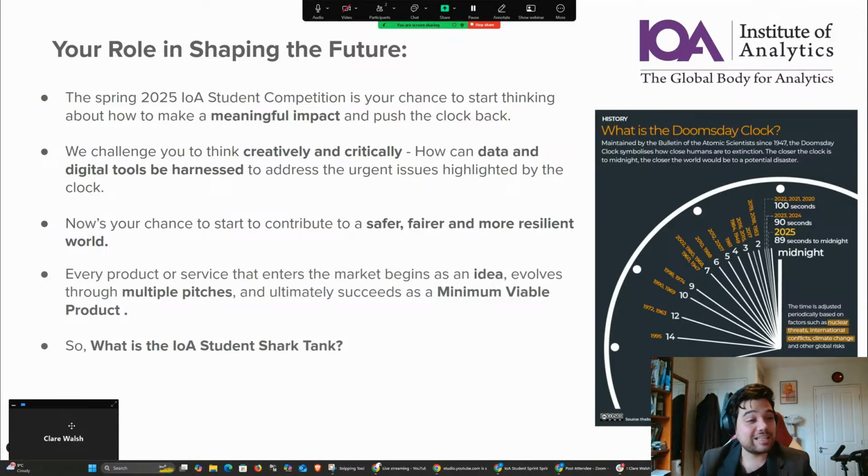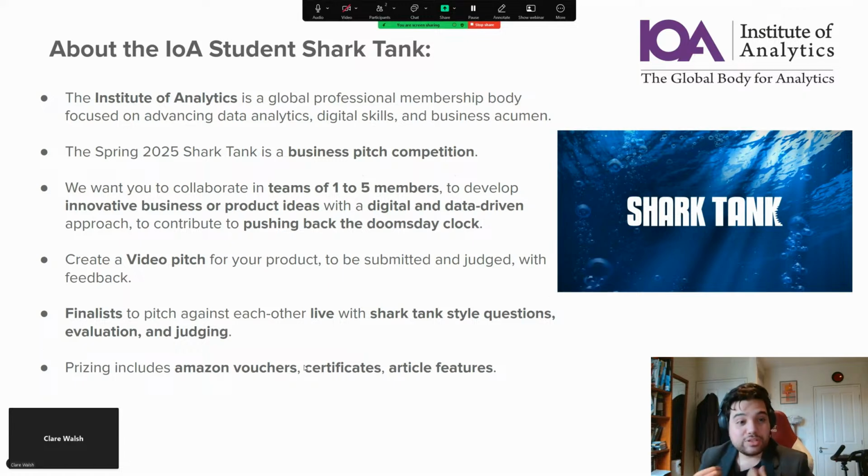But before I go into that, I need to firstly outline what the competition is. So this IoA Student Shark Tank, the competition that is happening right now, is run by us, the Institute of Analytics, and we are a global professional membership body focused on advancing data analytics and digital skills, as well as networking and professionalism within the scope of analytics.